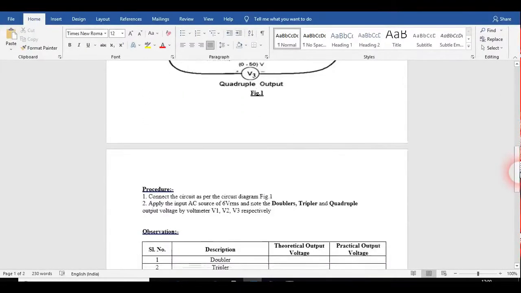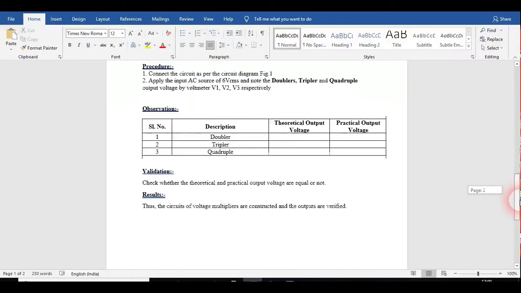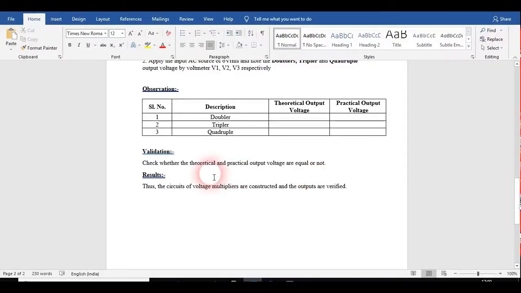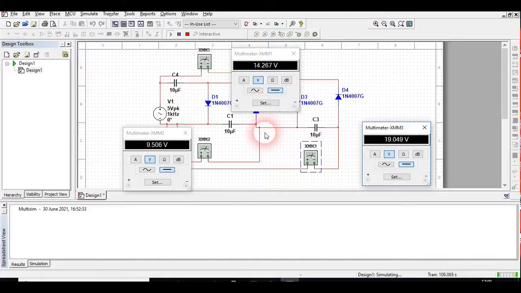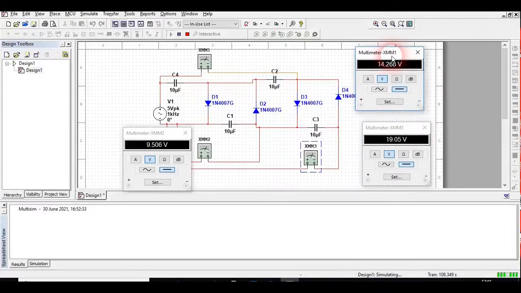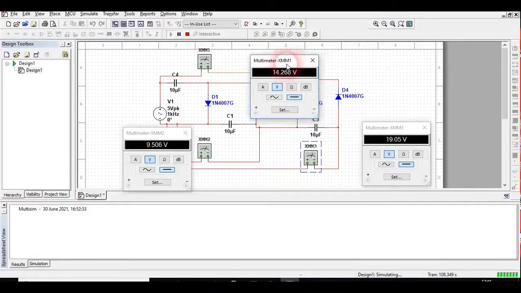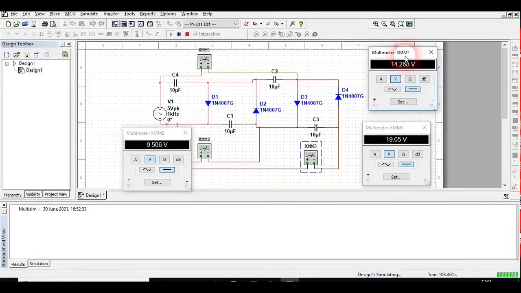And remember what you have to do: you have to write the result, the conclusion, and the precautions here. In the observation, what you have seen, what should be the theoretical output voltage and what should be the practical output voltage. You have to write those things there, understood? And you have to take the screenshot of this one also. So just keep it here.